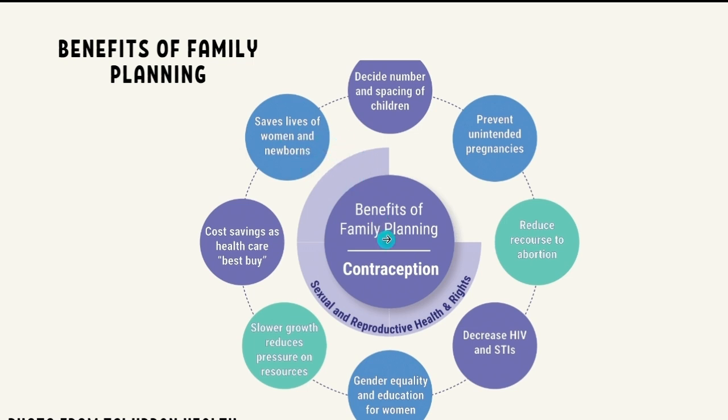And then it saves the lives of women and newborns. For example, say you have a situation, maybe rape or something, and a 12-year-old gets pregnant. Even though technically they can get pregnant, the 12-year-old's body is not fully developed to bear a child. So that 12-year-old could die with the baby. The baby could die too, because her body is not strong enough to push out a child. Right? So those are the benefits of family planning.